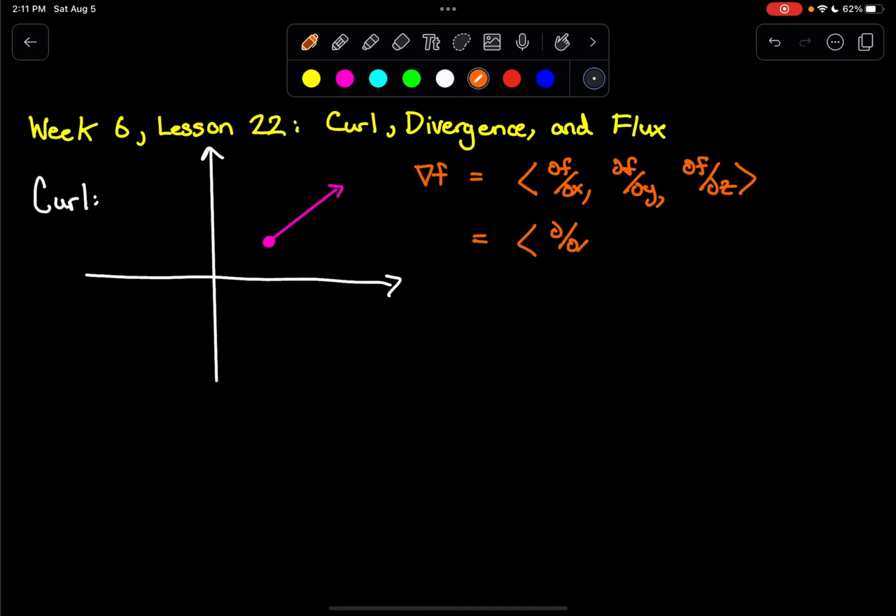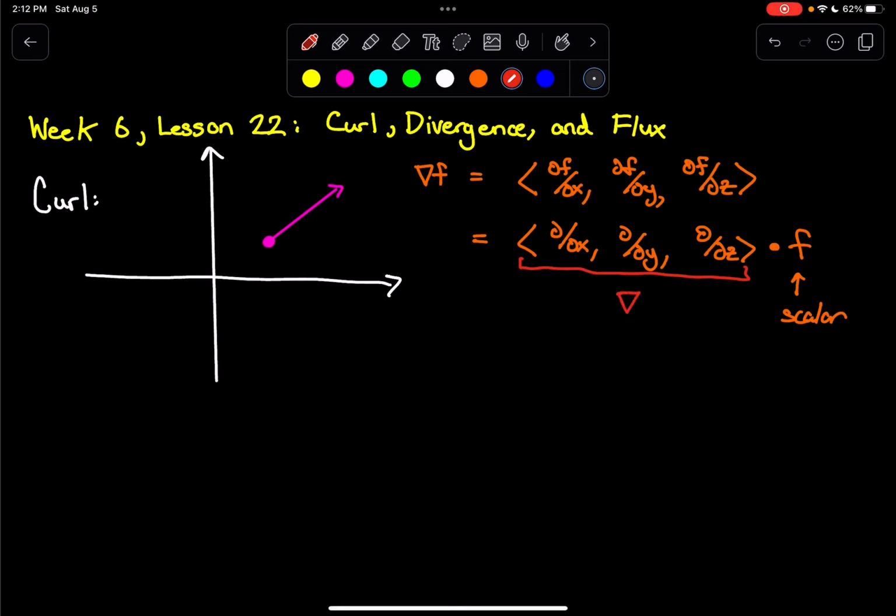Okay, and it turns out that this notation could be broken down as something like this, and I'm just going to write it down and see if this makes sense to everyone. Okay, so we're going to do this multiplied by the scalar function f. So what do we have here? We have some scalar function, right? This thing pops out numbers. And this right here is what we call the del operator, or the del vector.